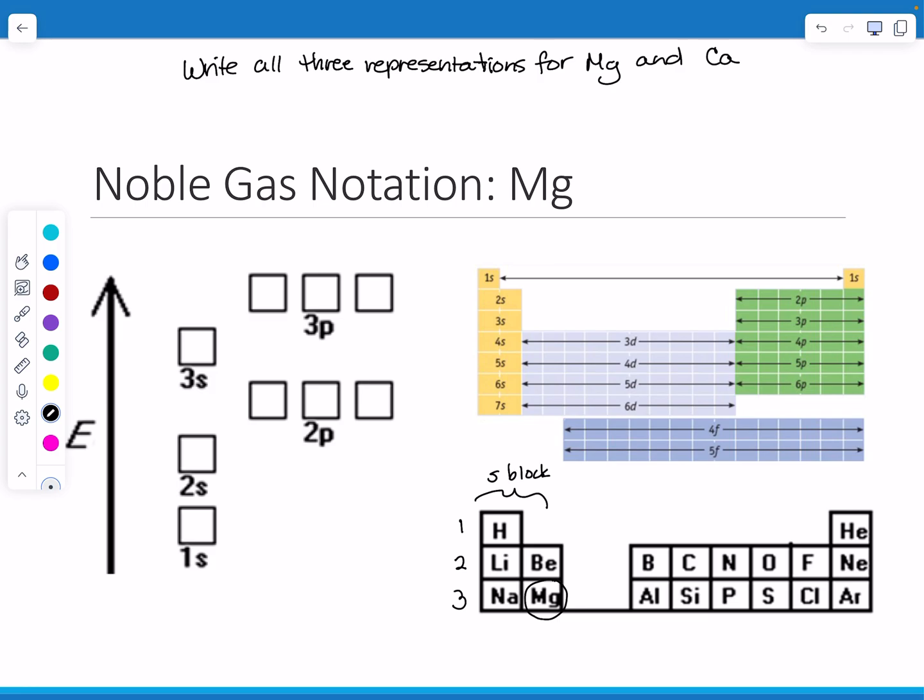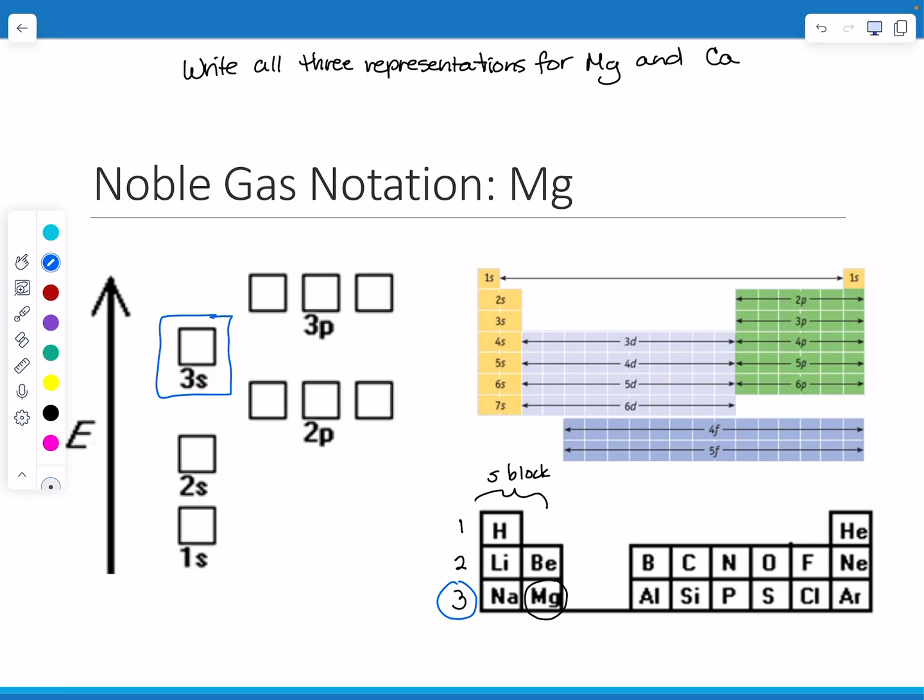That tells us that our highest energy orbital is going to be an S orbital. And what number S orbital is it going to be? Is it going to be 1, 2, 3, 4, 5, 6? We're going to look at the row number to figure out its n number. The row number tells us 3, so our highest energy level is going to be the 3s.